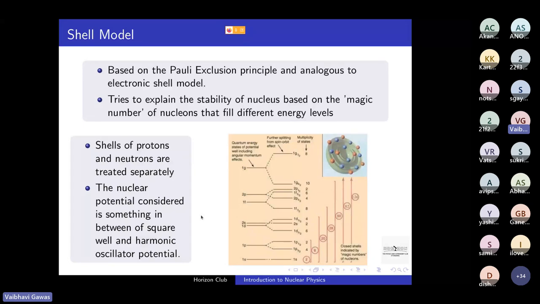Say these different shells, how we consider this. The energy of these different shells is based on the square well and the harmonic oscillator potential. I don't know what extent of QM introduction you have done, but the estimation of these energies is done using the square well and harmonic oscillator potential.